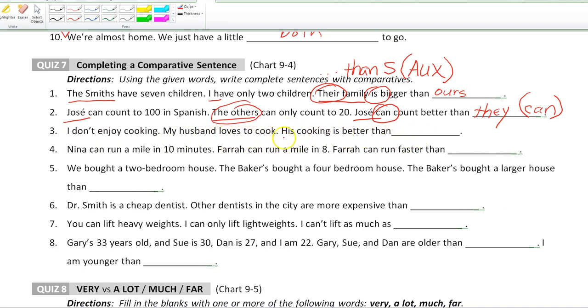Okay, so we have not just my husband, we have his, which is the same as that. We have a possessive pronoun. So we're going to keep cooking here. His cooking is better than my cooking.